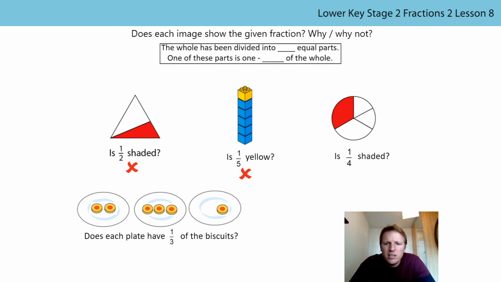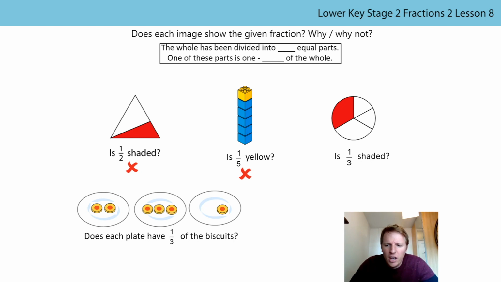No, the red part is larger than 2 of the white parts, so we cannot say 1/4 because there's not one of 4 equal parts that's been shaded in. So that's not right. Now I'm going to change my fraction. Are you ready? Is 1/3 shaded? What do you think? Thumbs up again? Thumbs down. Think carefully.